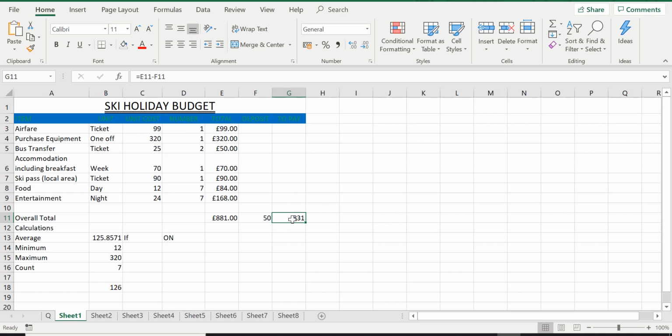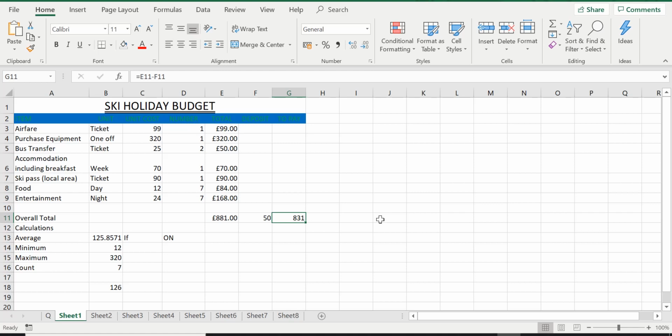Similarly, other examples of formulas could be division, to divide. It could have been E11 divided by F11. That's also counted as a formula. It could have even been as simple as E11 plus F11. That's also a formula. So they're all very similar to mathematics. That's the easy one.